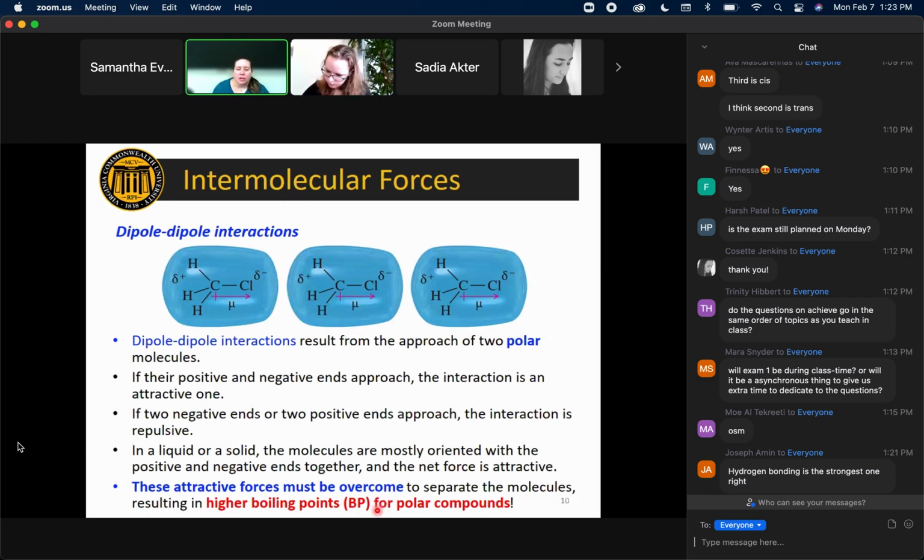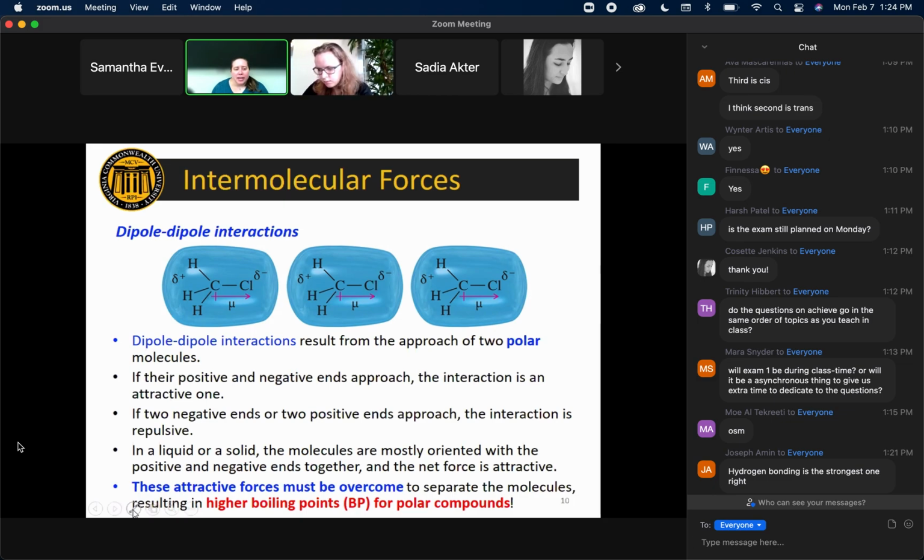I just want to point out there are no hydrogen bonds on this slide at all. Hydrogen bonding is the strongest one. Someone's asked in the chat box, hydrogen bonding is the strongest one, right? And that is true. It's probably a question that popped up earlier on the last slide and I just didn't see it. But I just want to point out there's no hydrogen bonding going on in this slide. These are only dipole-dipole interactions, and we're just talking about polar molecules interacting with polar molecules.